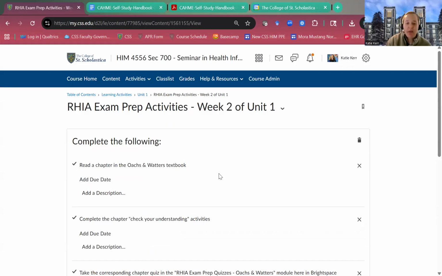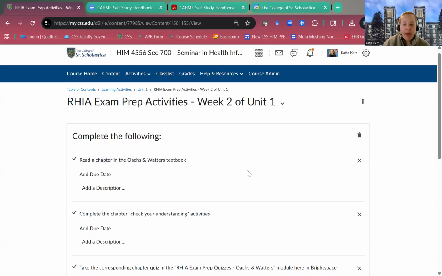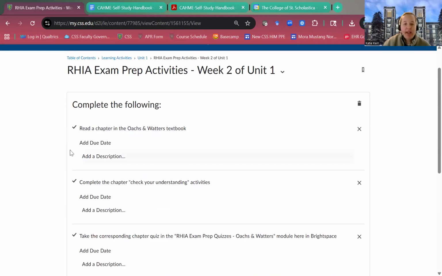I know this is outdated, and I need to update it to say Oakes and Delholme textbook. But I just want to talk you through it a little bit. Again, I know mine looks different than yours because I'm faculty. The first thing that you need to do is select a chapter and read it in the Oakes and Delholme textbook, okay? Then try to complete the check your understanding activities.